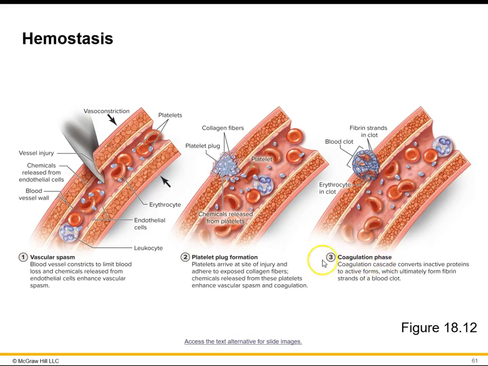And then finally, you'll enter the coagulation phase. This involves the coagulation cascade, and we'll talk about this in detail here in a minute. But it's a bunch of proteins that circulate through your bloodstream that when they sense injury, they become activated, and then they activate other proteins, which then activate other proteins, and so on and so forth until fibrin is made. And then fibrin forms the blood clot.